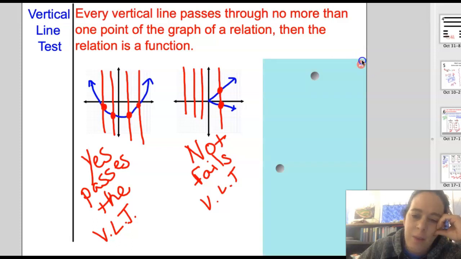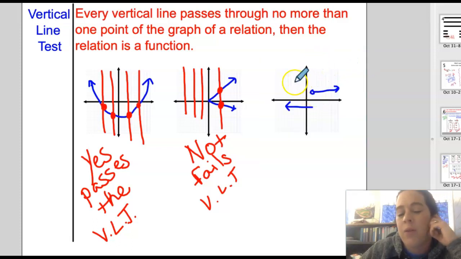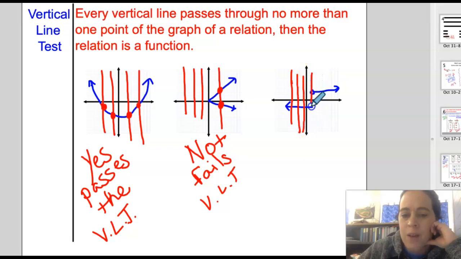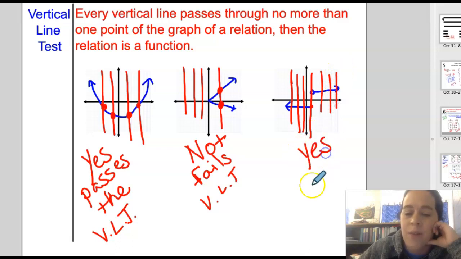Okay, this last one's a little bit tricky. We're not going to get to any of these on the test, but I want to talk through it. So this open circle means don't include this point. Okay, so I draw vertical lines over here, and it looks good because each vertical line over here is only crossing once, only crossing once, only crossing once. I draw a line here, and at first it feels like it's crossing twice, but in reality, this open circle part here means don't include that. So it really does only cross once. And then all the ones over here are only going to cross once. So this one, yes, is a function because it passes the vertical line test.